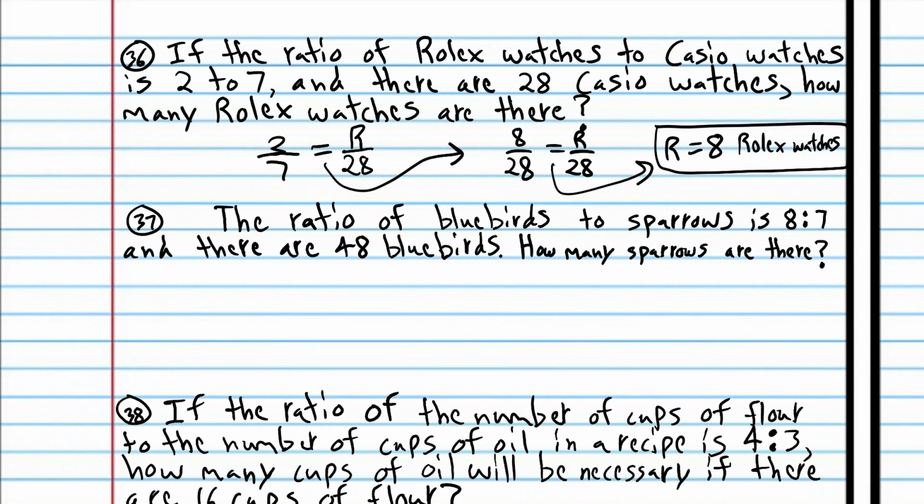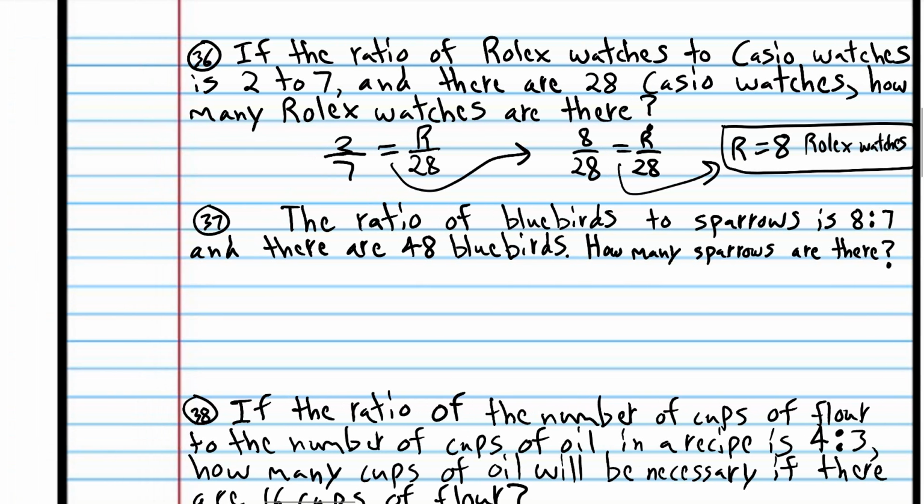So we set up a proportion statement for that. But you can also use equivalent ratios. For example, you can set up 2:7, multiply both by 4, and you get 8 to 28. And you see there are 28 Casios, so there must be 8 Rolexes. You can use either method.